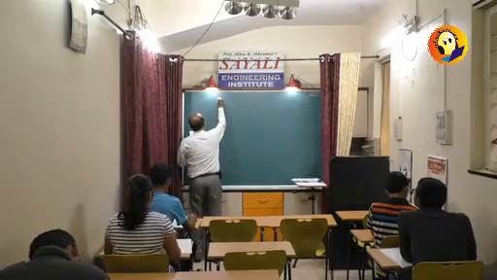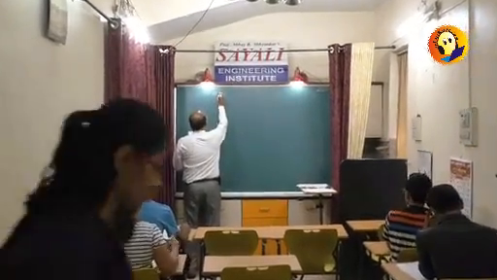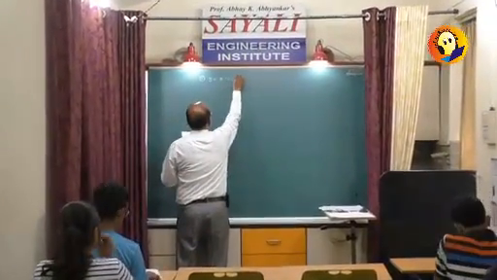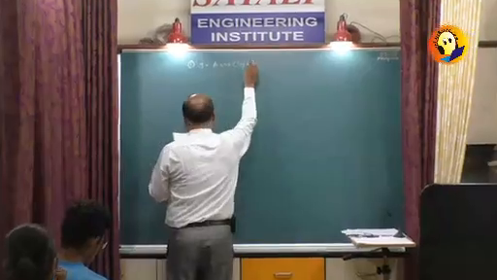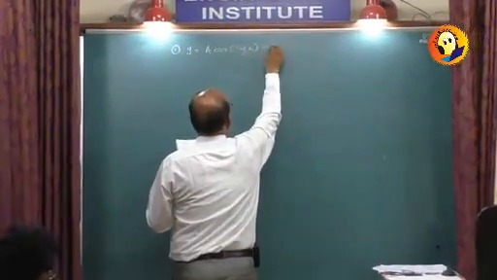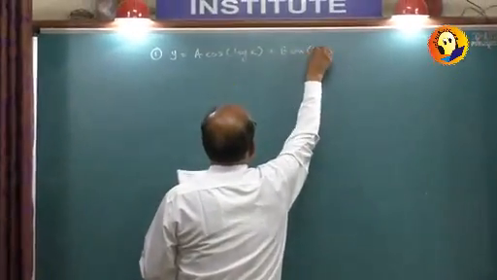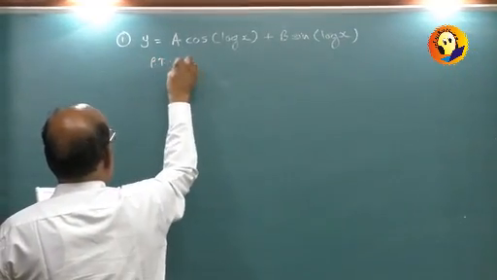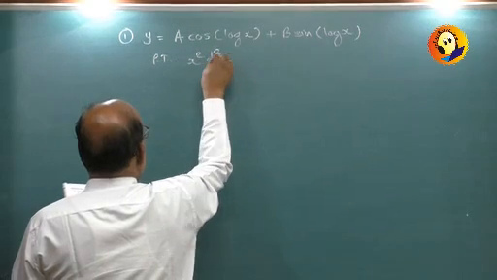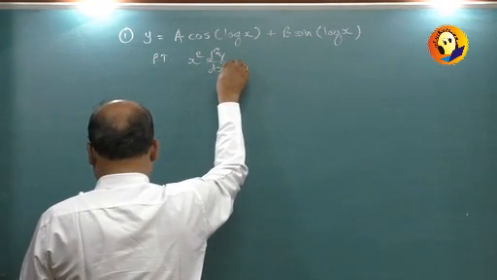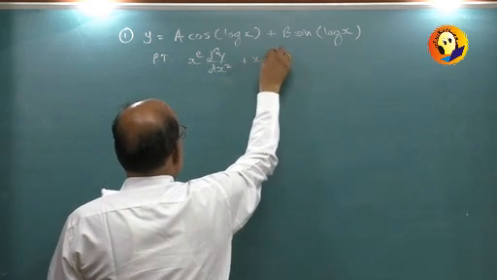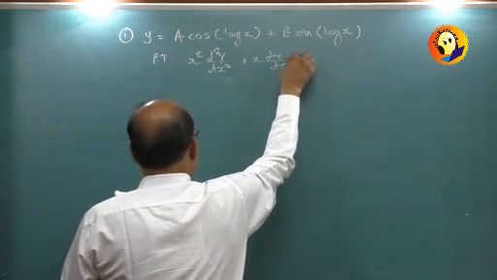First problem: y equal to a cos of log x plus b sin of log x. Prove that x square d2y by dx square plus x dy by dx plus y equal to 0.